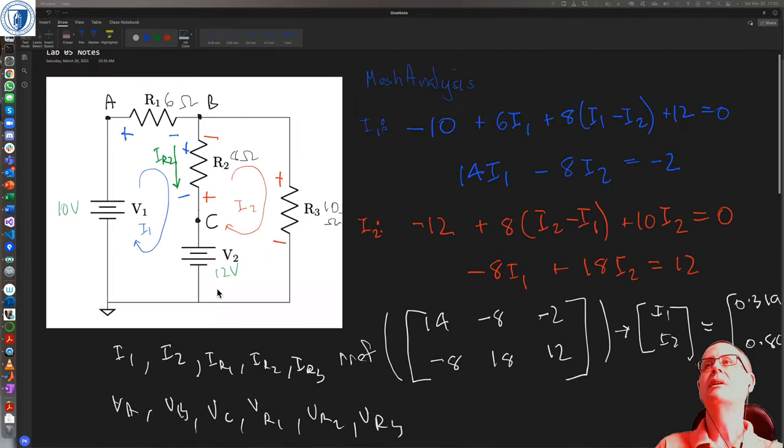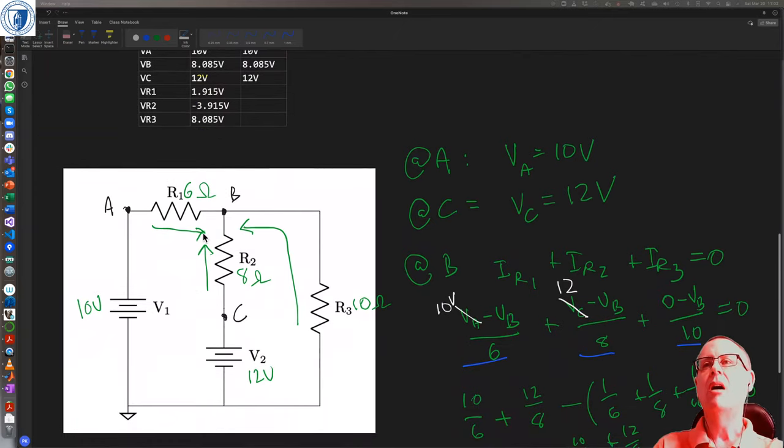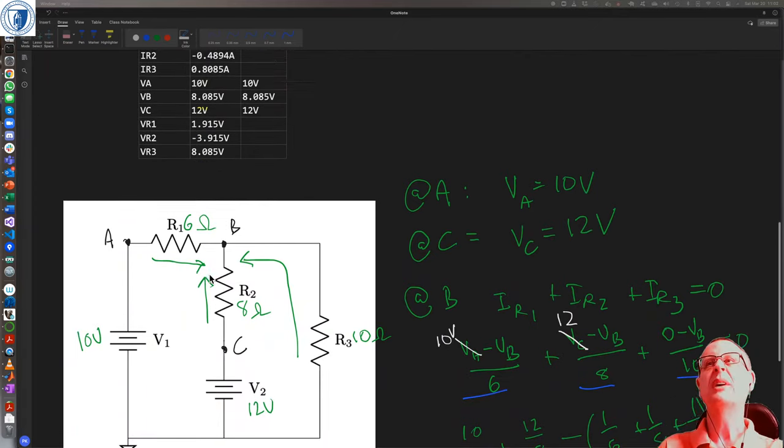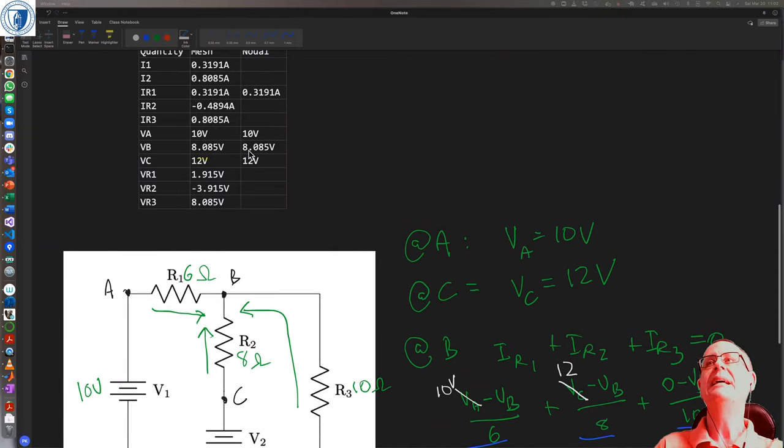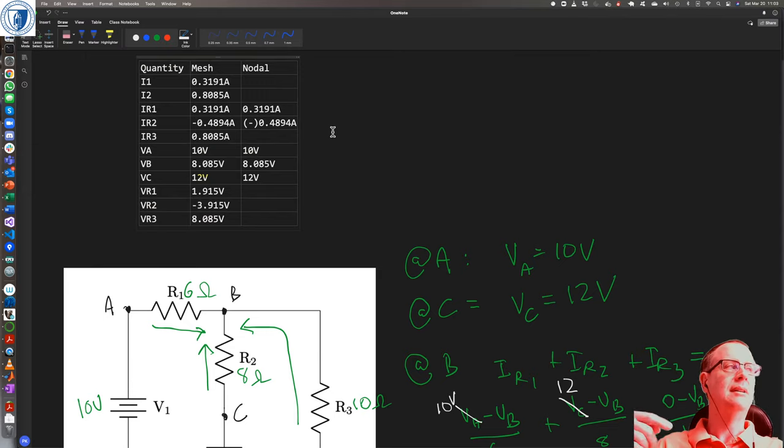Notice the difference, right? We had IR2 going down that way. I defined IR2 going in the opposite direction. So the number we get now is the same numerical value, but the different sign. So I'm going to put a minus in brackets just because we defined the direction different. But that's the only reason why it's negative versus positive, right? In the diagram on the screen now, IR2 is going up, whereas in the mesh analysis, we defined IR2 going down. So one's going to be the negative of the other.